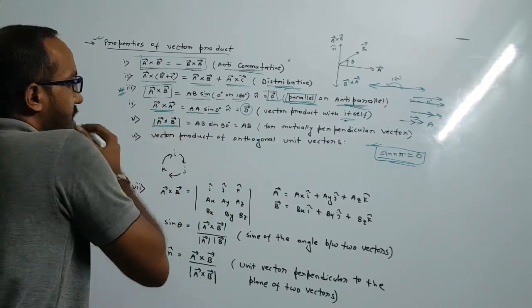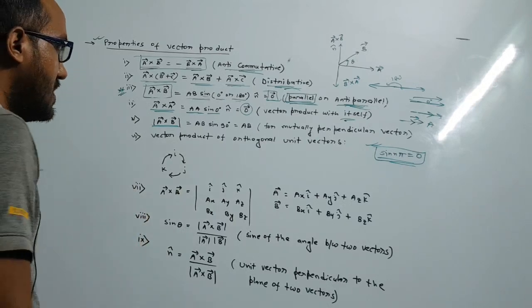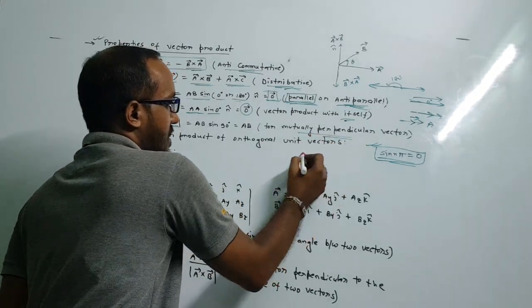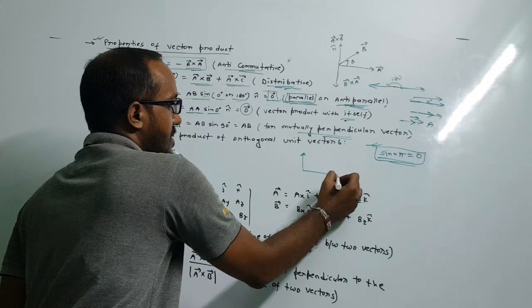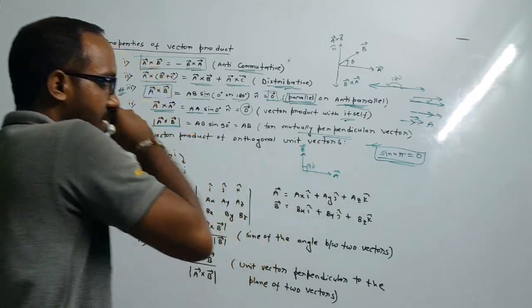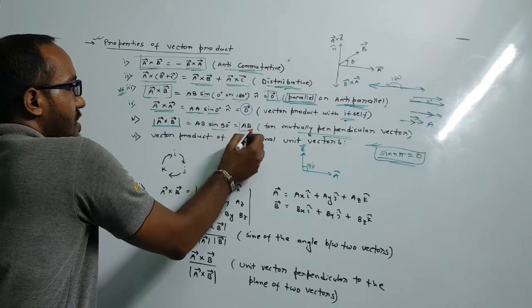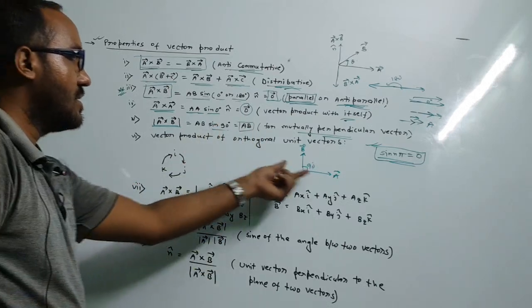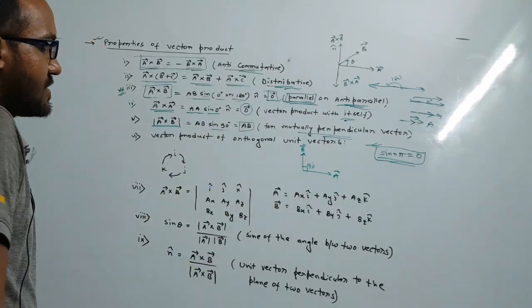Now if we find the magnitude of A cross B for two mutually perpendicular vectors, let us say A and B are mutually perpendicular, that means 90 degrees. So sin 90 gives the maximum magnitude for perpendicular vectors.